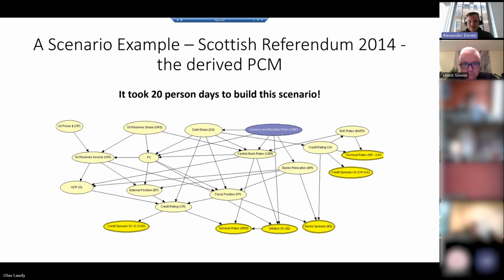And of course, oil reserve income feeds into the GDP of Scotland, the external position, the fiscal position of the country. So these are all macro variables, some of which we had abundant historical data for. We could calculate sensitivities. But other variables, if you look at the top, you see two variables, one called oil reserve, the other debt share. So one of the questions at the time was, how would oil be divided? And oil is in the North Sea.